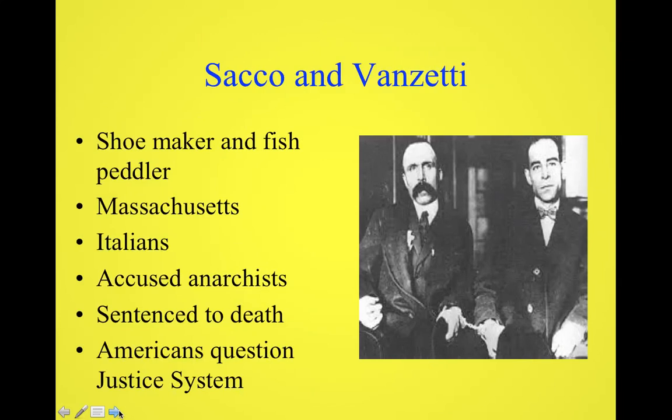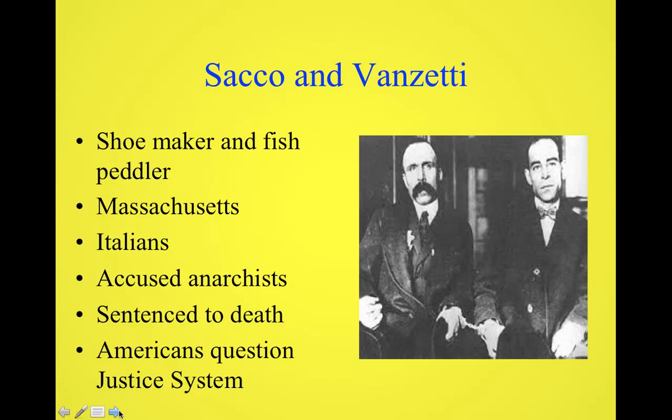The case of Sacco and Vanzetti. Niccolo Sacco and Bartolome Vanzetti were a shoemaker and a fish peddler, respectively. Both were Italian immigrants and anarchists, self-admitted anarchists. Both had evaded the draft during World War I. In 1920, Sacco and Vanzetti were arrested and charged with robbery and murder of a factory paymaster and his guard in southern Massachusetts. Witnesses had said the criminals appeared to be Italians.